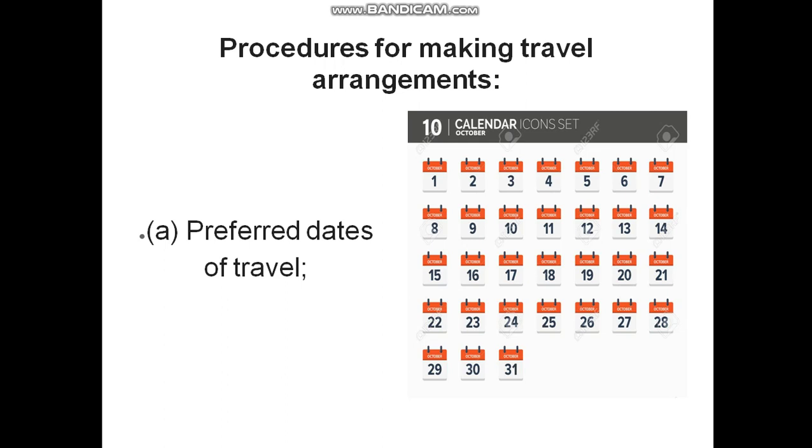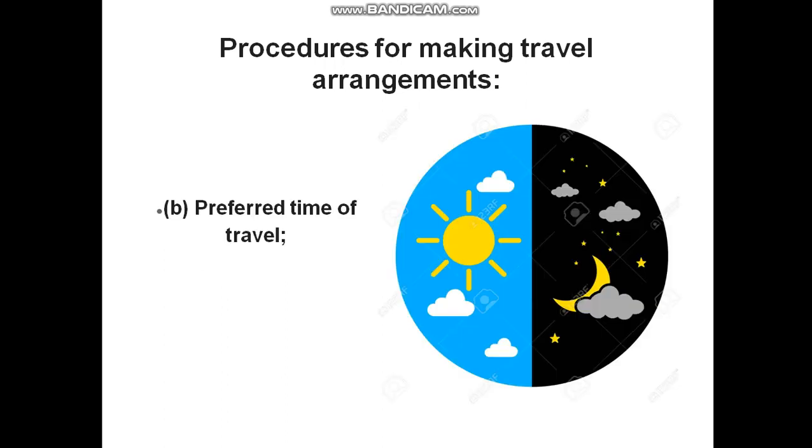Procedures for travel arrangement. The first one is before the date of travel. We need to find out from our boss or the person who is traveling what date they prefer to travel. The next point is preferred time of travel. We need to know not only the date they are willing to travel, but the time, whether it's daytime or nighttime.